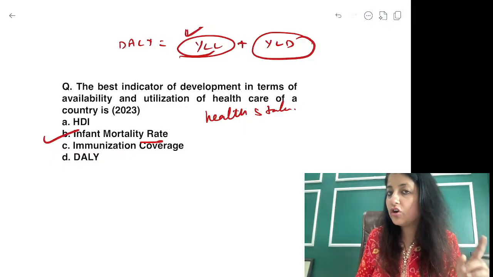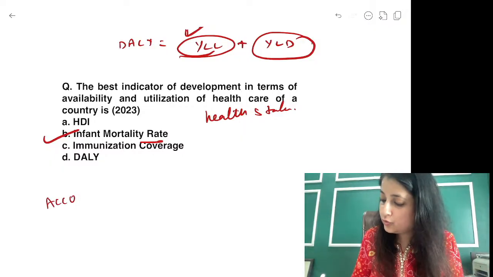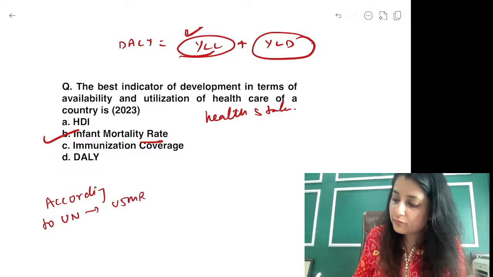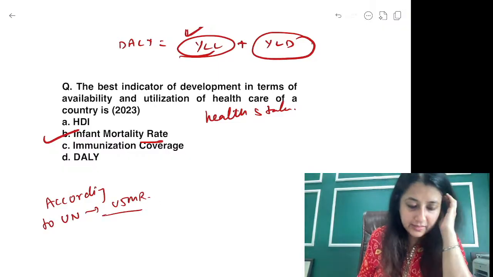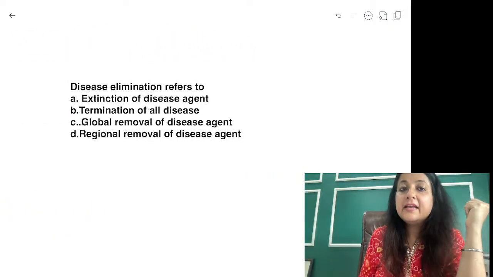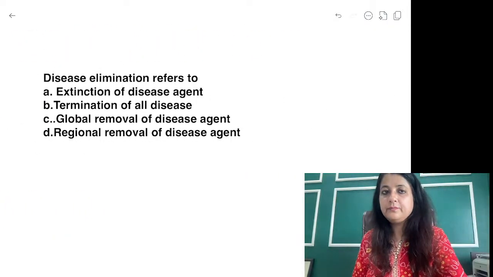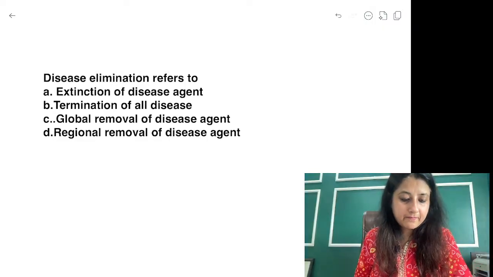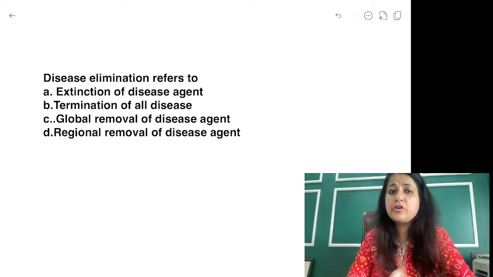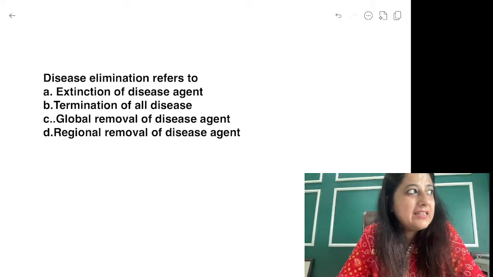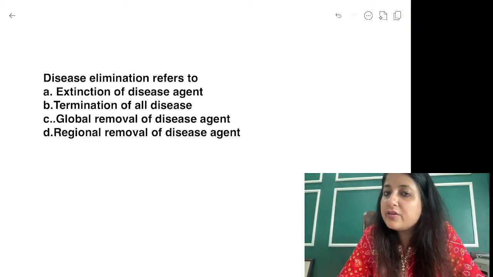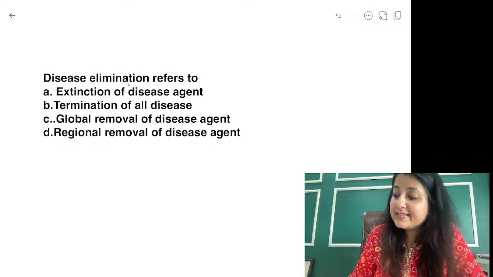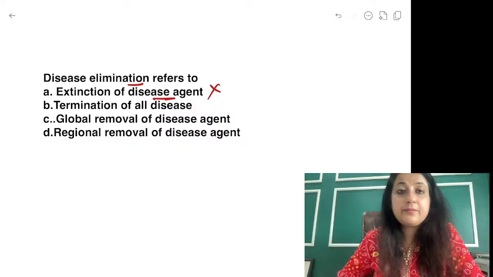Okay, if I mention according to UN, then it is under 5 mortality. Otherwise the answer is always IMR. All right? Disease elimination refers to... best indicator of health status of a country, best indicators of availability, utilization, effectiveness, all of it is infant mortality rate. Good. Disease elimination, not extinction.